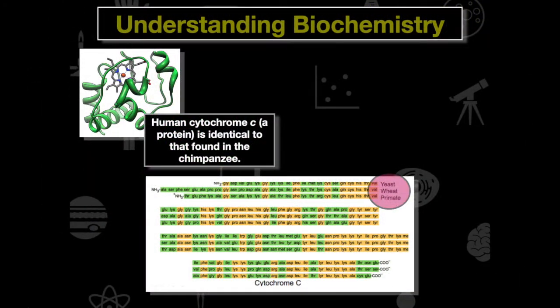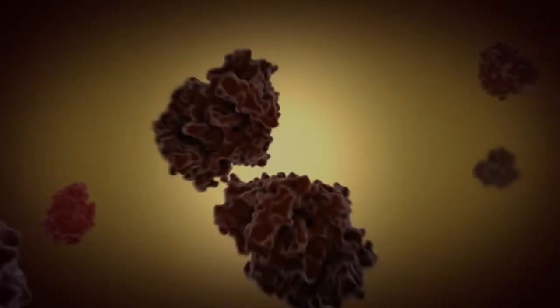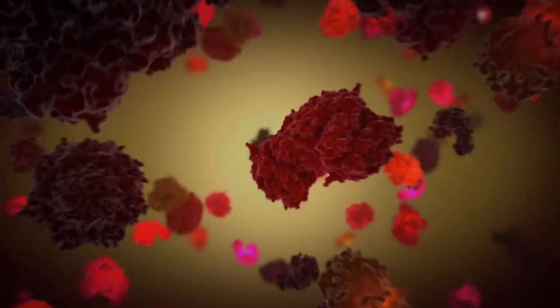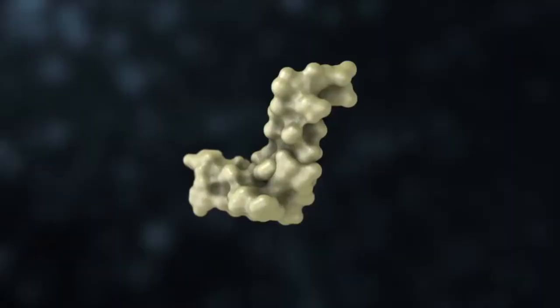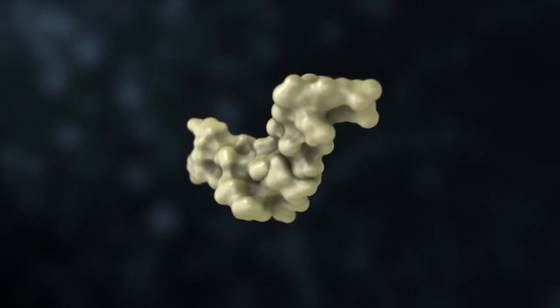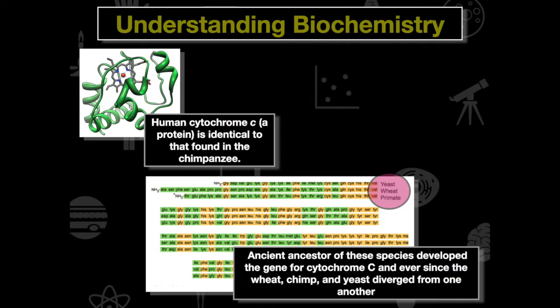Now, what we can see from this is yeast, wheat, and primates are actually going to have this cytochrome C, and this is a protein, and we can look at the amino acid sequence so we can go through and compare it amongst these species here. Now, as we go through and delve into this, ancient ancestors of the species developed a gene for cytochrome C, and ever since the wheat, the chimp, and the yeast diverged from one another, what we see are small changes in the amino acid and protein sequence.